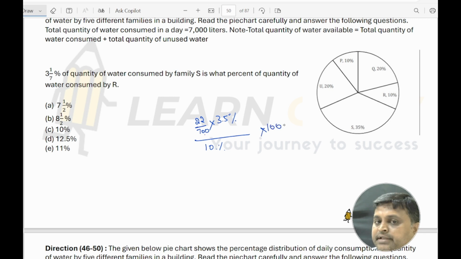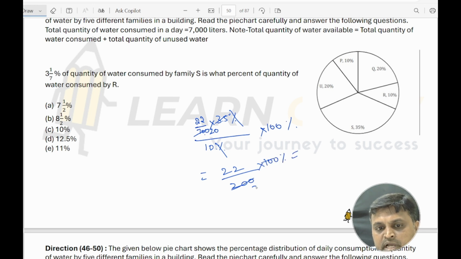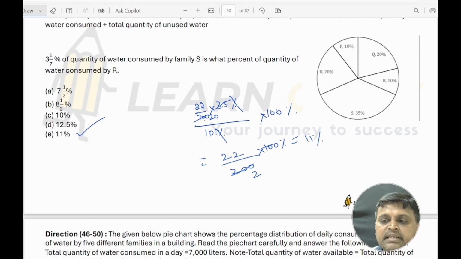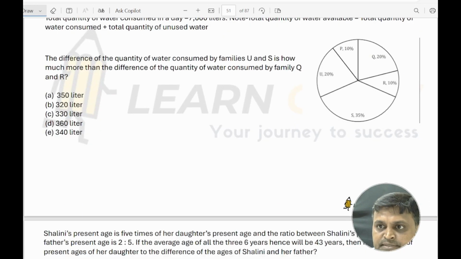This by this into 100. So if you see here, percentage cancels. 35 20s are 700. Now you will get 20 into 10. So it is 22 by 20 into 10, 200 into 100. So you will get 100 2s are 2, 11s are. So the answer is 11%. Now next one.